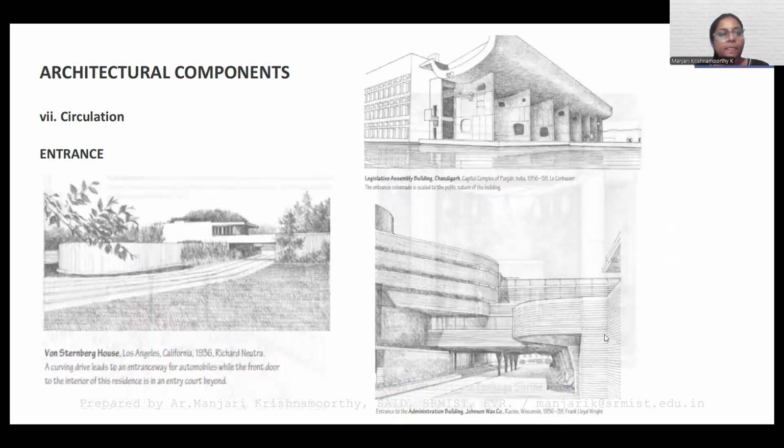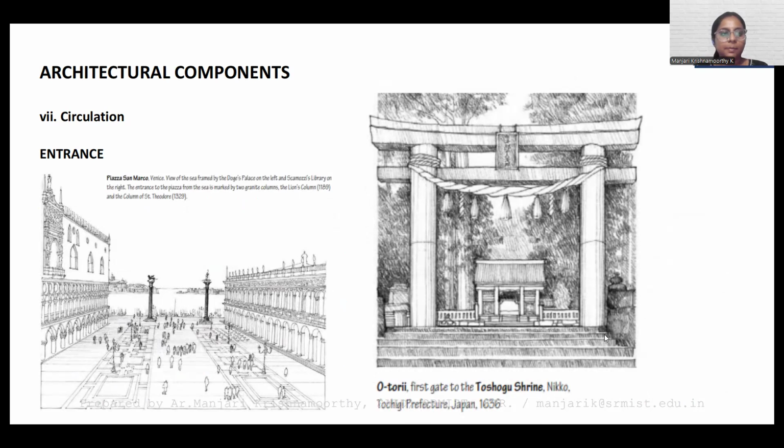So these are the historical examples. This is the Piazza San Marco, an opening space to a palace, and they also have the library on the right, and an entrance giving a grand opening with the two granite columns. This is the Torii gate, the first gate to the Toshiko shrine in Japan. That is giving an opening, a large-scale appearance for the structure.